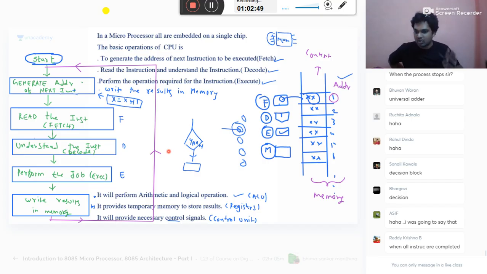The mathematical part it may not be doing, okay? So some decision blocks will be there after this, which will decide that. Once a job is done, it may stop and go for a new job. I'm not going through that particular case. This is what it will do generally. So let's go to the next.